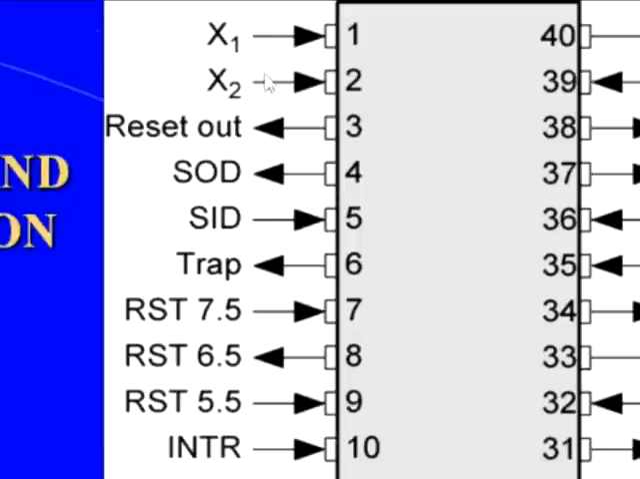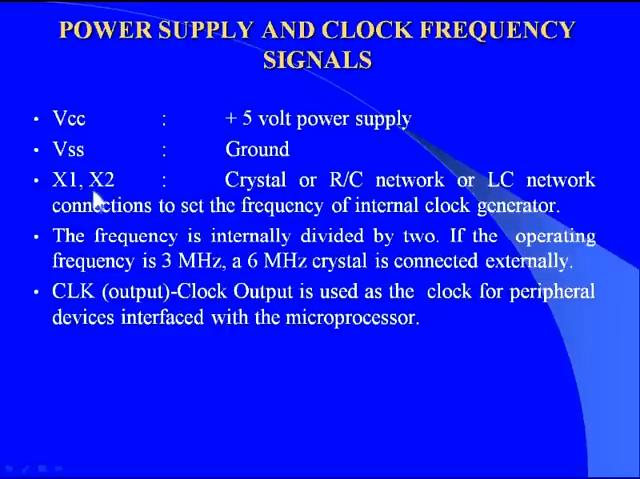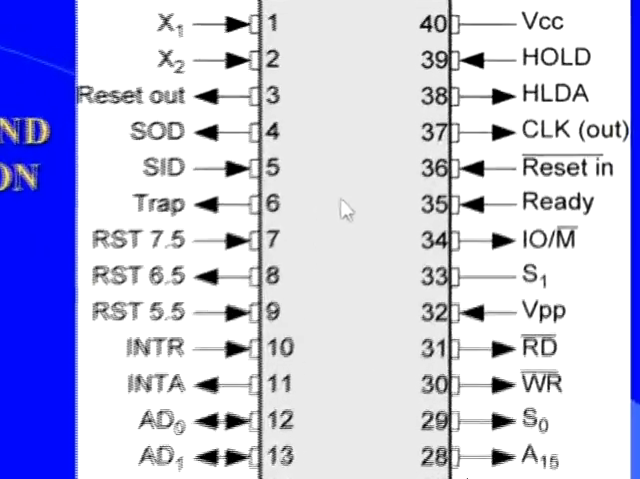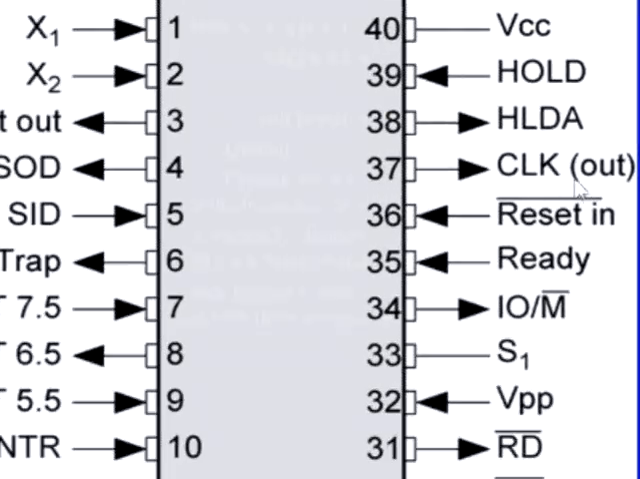Pin number 1 and 2 are named X1 and X2, through which the MPU is driven with the clock signal. A crystal or RC network or LC network is connected to set the frequency of the internal clock generator. The frequency is normally internally divided by 2. If the operating frequency is 3 MHz, a 6 MHz crystal is to be connected between X1 and X2. The internal frequency of operation is available at pin number 37, which is referred to as clock out.